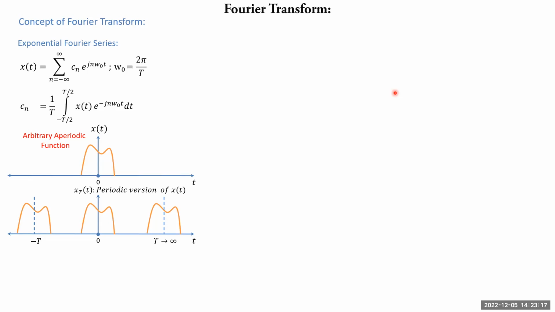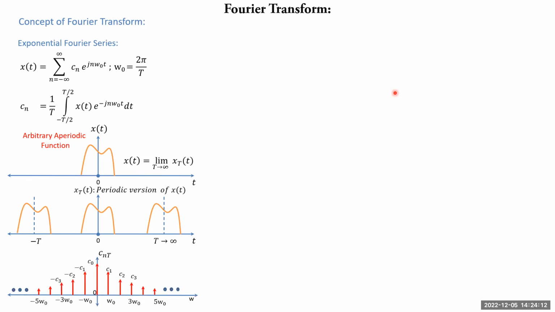Now how can one obtain the original function x of t from the periodic version of x of t? It is a very simple process. We have to make T infinity, that is, shifting the positive pulse to infinity while the pulse on the left hand side is shifted to minus infinity. So the mathematical formulation becomes x of t is equal to the limit T tends to infinity of the periodic version of x of t. Now we can compute the Fourier series for the periodic version of x of t using the Fourier series formulation for x of t and Cn.